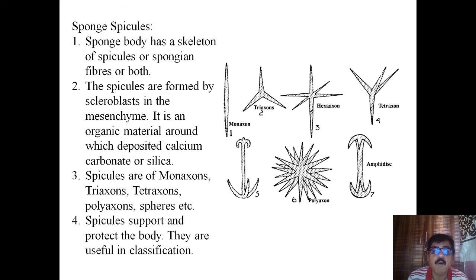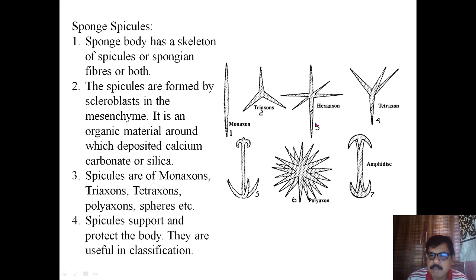And it is an organic material around which calcium carbonate or silica is deposited. The spicules are of various shapes. This is a monoxon. If it has a triangle-like structure, that is three ends, it is called a trioxon. If it has tetra, meaning four, these are called tetraxon. If it has six structures like this, then it is called a hexaxon.